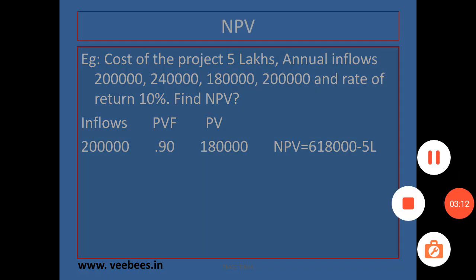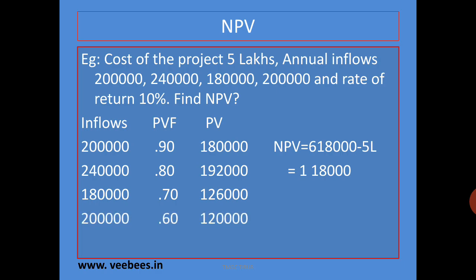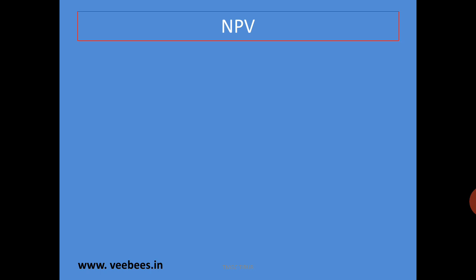When we multiply 2 lakhs with 0.90, we will get 1,80,000. Then next 2,40,000 into 0.80, 1,92,000. Likewise, we will show all the inflows and present value factors. Then we will get the present value. Then we will total the PV of inflows. It is 6,18,000. It is called PV of inflows. Then NPV is equal to 6,18,000 minus 5 lakhs, the PV of outflows, the cost of the project. 6,18,000 minus 5 lakhs is equal to 1,18,000.